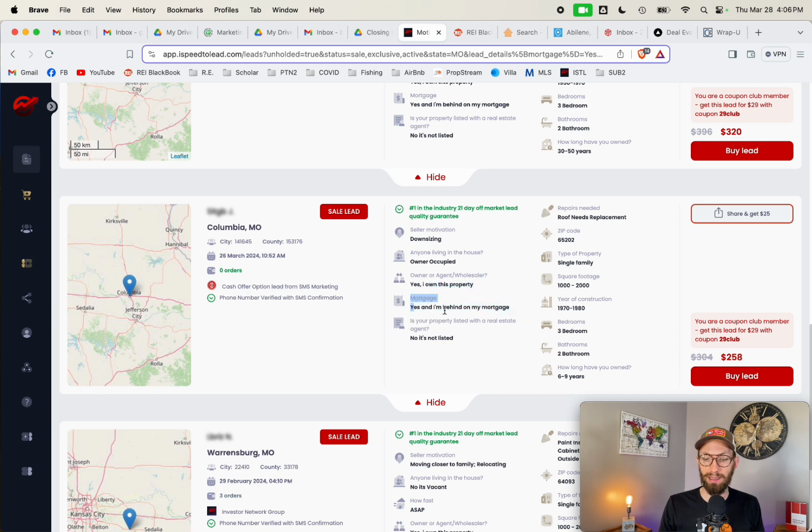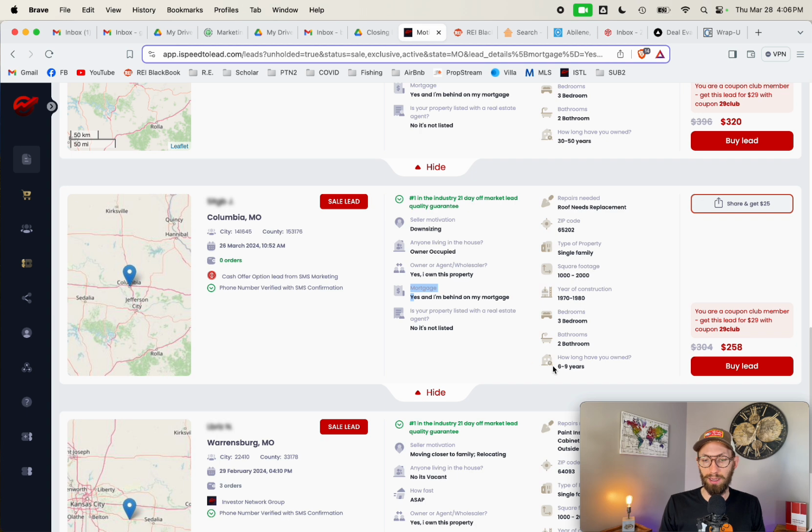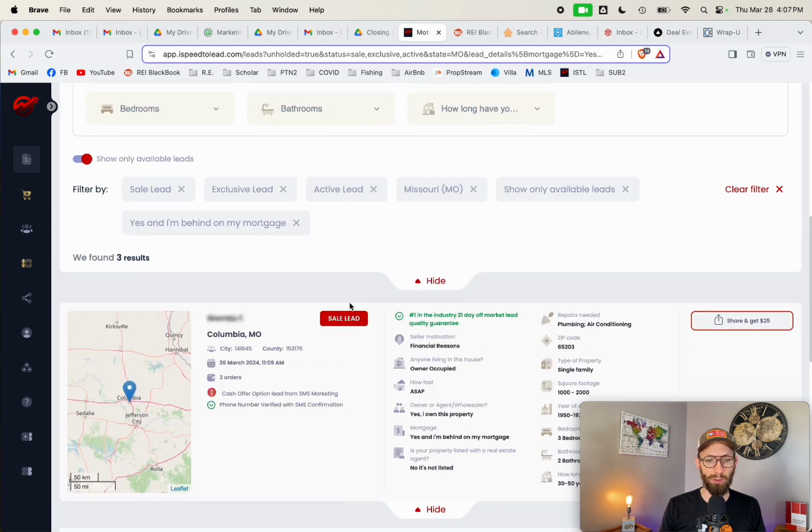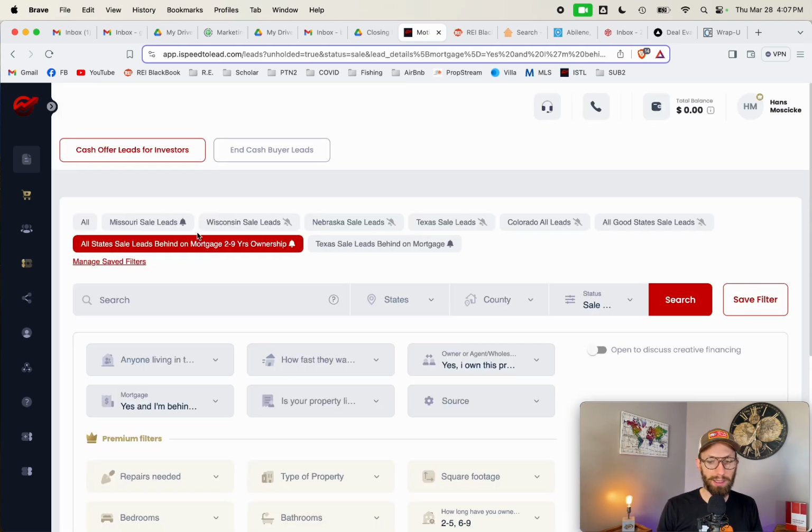Now, the reason I like this one for Sub2 is that they've only owned it for 6 to 9 years, which means that they haven't built as much equity as somebody who's owned it for 15 years. So there's a higher chance that maybe it would make a good Sub2 candidate, right? I come in, I catch up their mortgage payments, and then I just take over their payment, get them some cash for their equity.